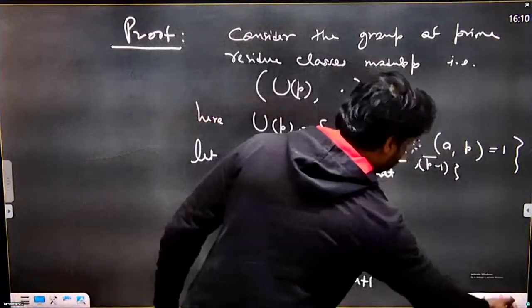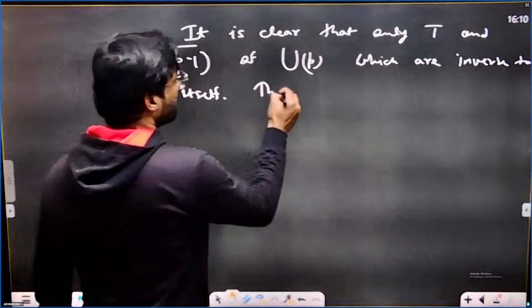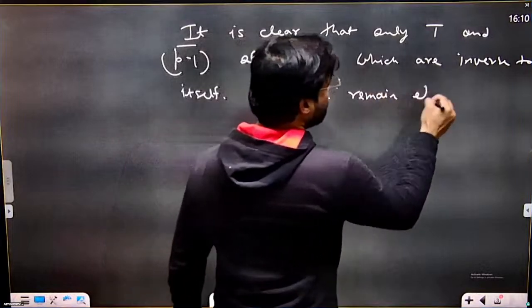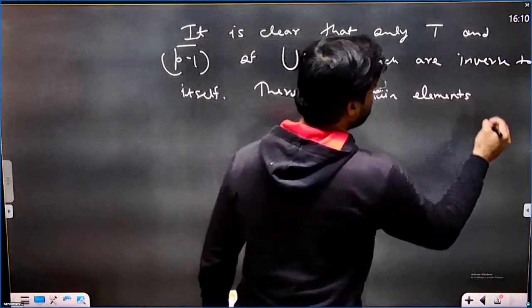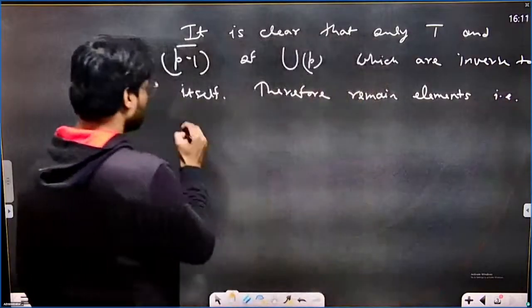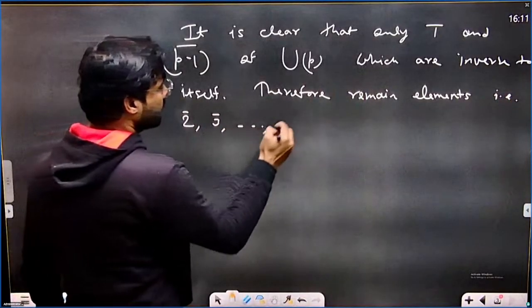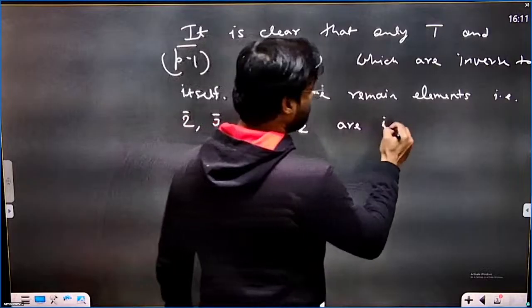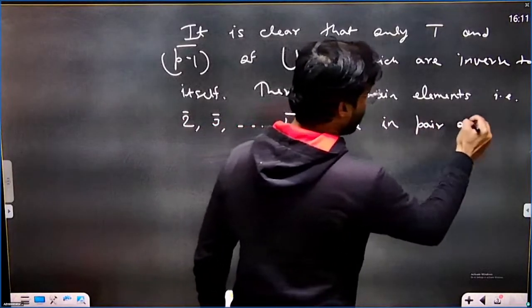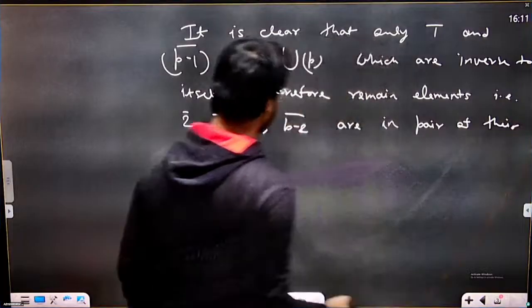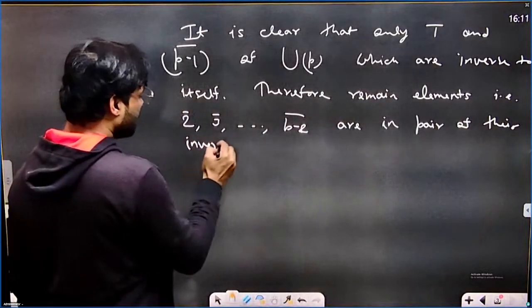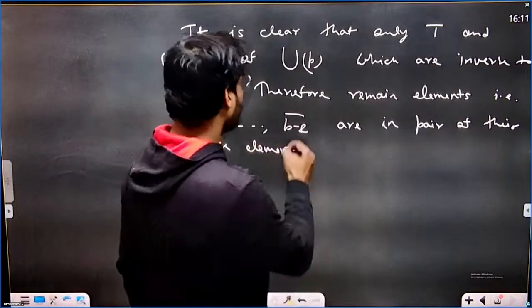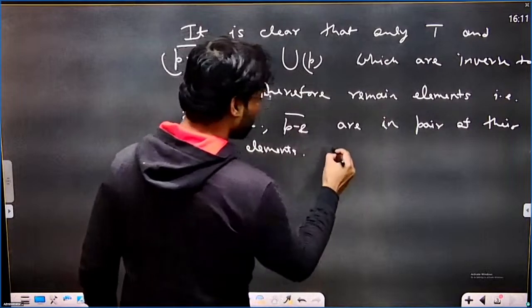Therefore the remaining elements, that is 2, 3, up to p minus 2, are in pair with their inverse elements. That means pairs.